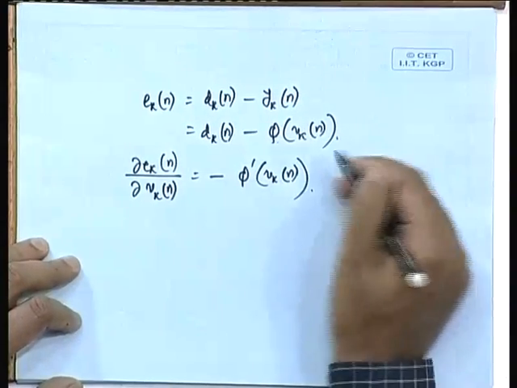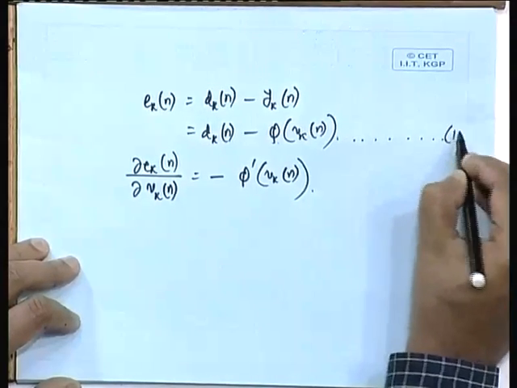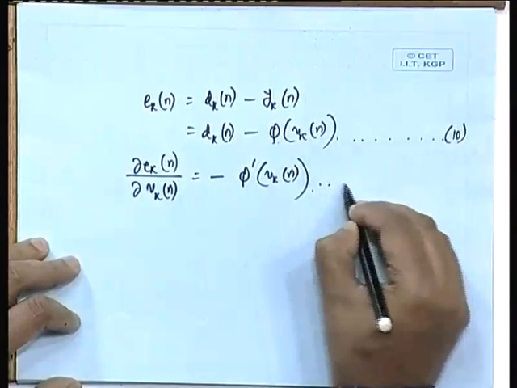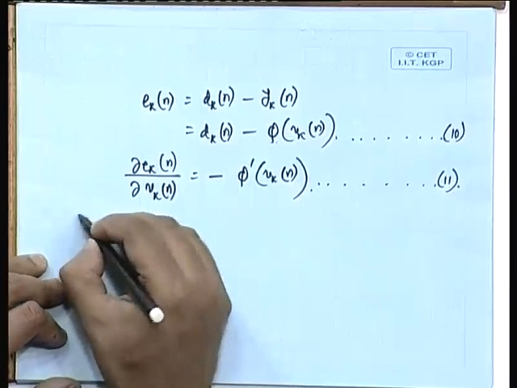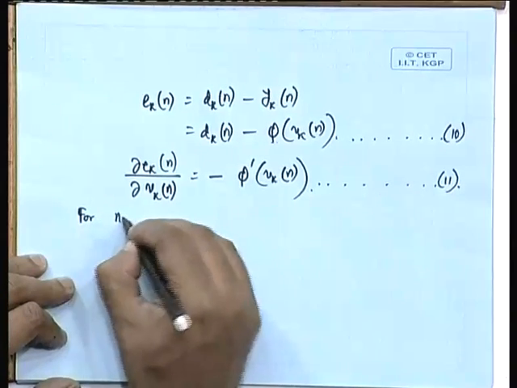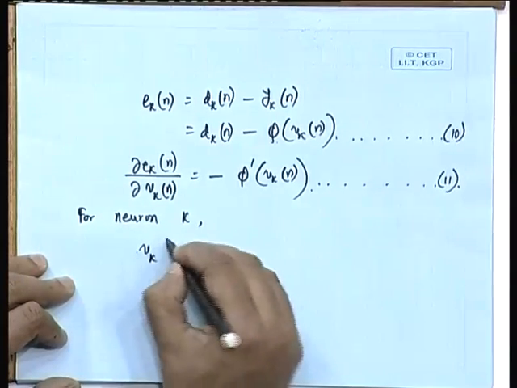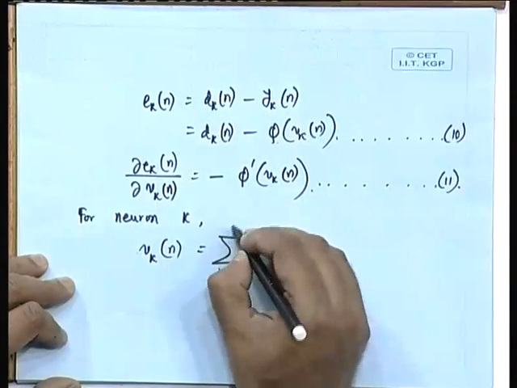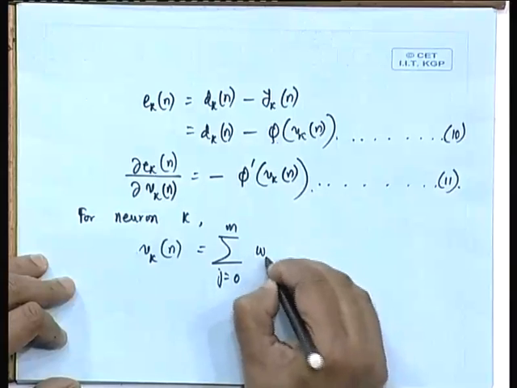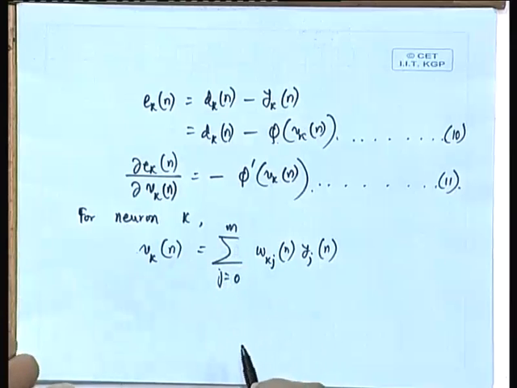So, this one let's call equation number 10. And this one as equation number 11. Now, for neuron K, the induced local field can be written as Vkn equal to summation j equal to 0 to m of Wkjn Yjn. What is m in this case? Number of hidden layer neurons.